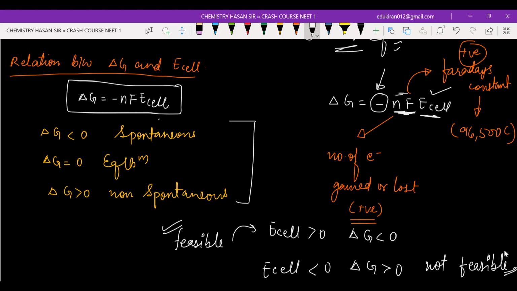So to check whether any cell is feasible or not, what you need to check is the value of E cell, and you know how to calculate it. E cell is equal to E right minus E left, or E cathode minus E anode, if you remember from electrochemistry in class 12. That is how we calculate the value of E naught cell or E cell. So please do write it.